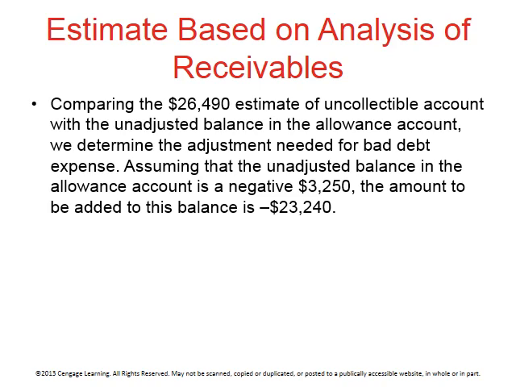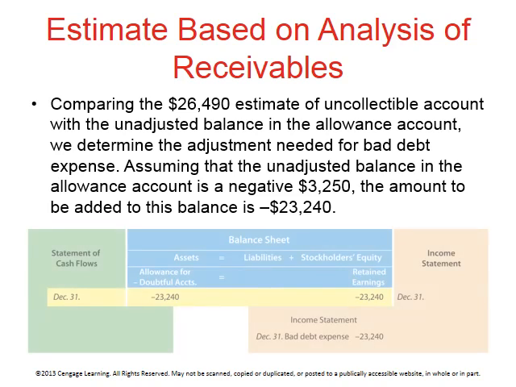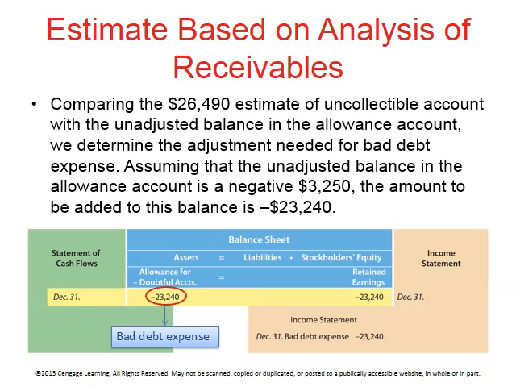So we figured out in the analysis of receivables method that we have 26,490 as our estimate of the uncollectible account. We already have a balance of 3,250 in the account. So to get from 3,250 to 26,490, we have to add 23,240. So if we take the 3,250 that's already there, plus the 23,240 we're adding to it, that gets us to the 26,490 that we want it to be.